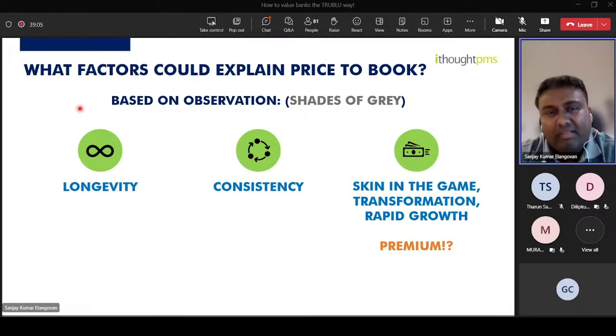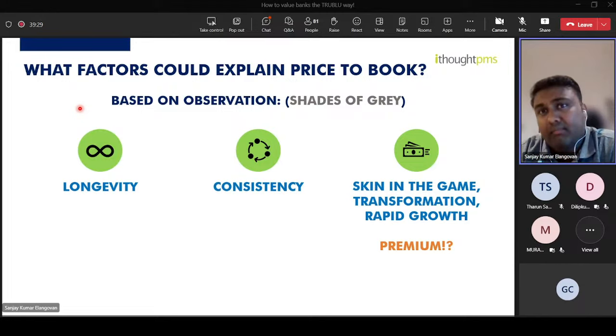Finally, I'll put all these other shades of gray in the same bucket, which I call the premium. The market tends to pay a premium price to book for certain banks based on certain factors. One of them is skin in the game. Most of the banks, driven by regulation also, have no promoter in the bank. They'll all be professionally managed, board-run banks.